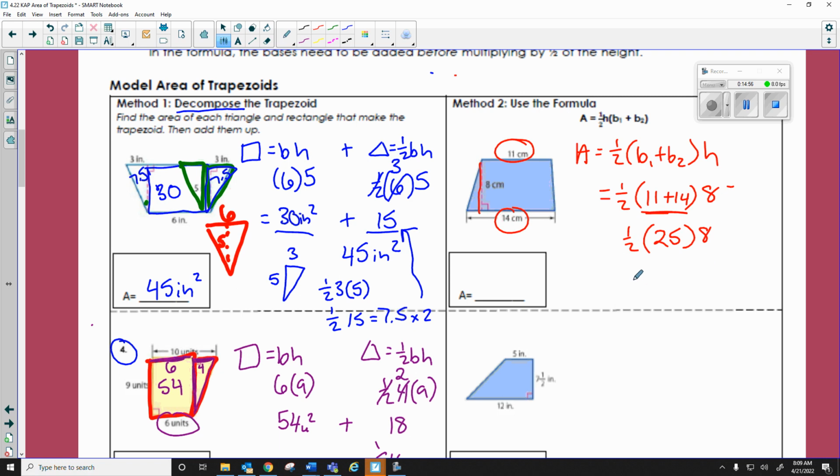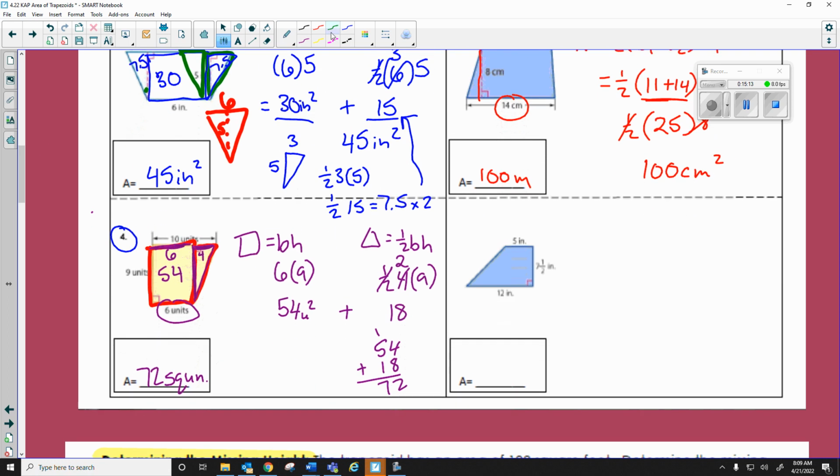Again, I try and get rid of this fraction if I can. So I'm going to do 1/2 of 8. That's going to give me 4. I cross them out to show that I've used them. And then 25 times 4, you got it, is 100 square units. So you can go ahead and try this one. Pause and play when you're ready.